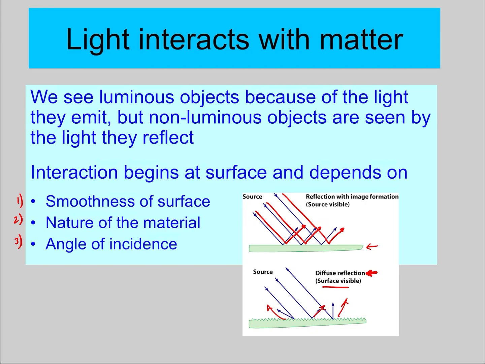Now, the nature of the material is going to be whether it's translucent, like a window, or whether it's solid, like a wall. And then the angle of incidence, we're going to talk about that when we get to law of reflection in just a few slides. But the angle of incidence is basically looking at what angle the light comes in at.